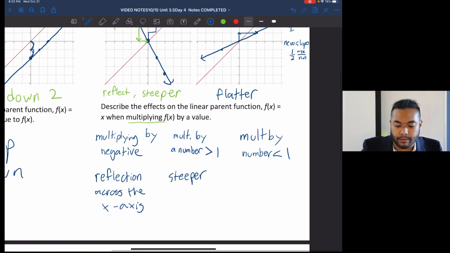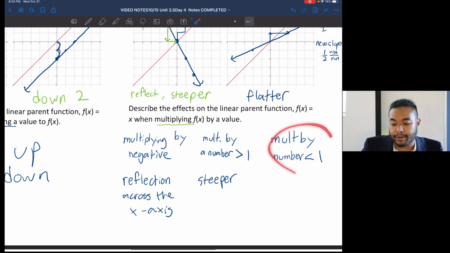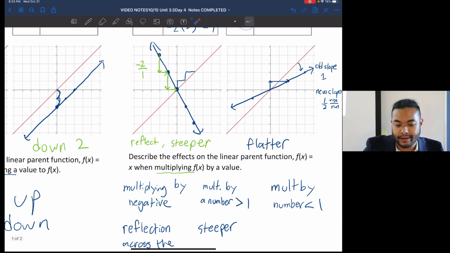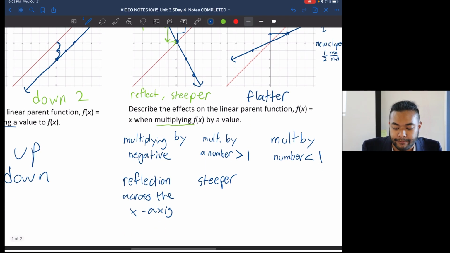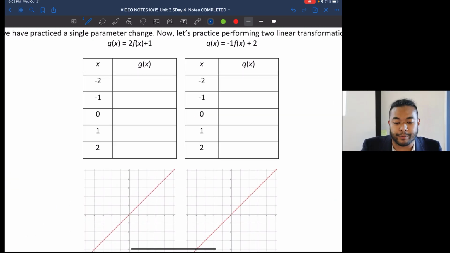Okay, so multiply by a negative number, it's a reflection. Multiply by a number greater than 1, it gets steeper. Multiply by a number less than 1, like let's say 1/2, then it gets flatter. And another way you might see flatter is less steep. Okay? So we could put these two transformations together.